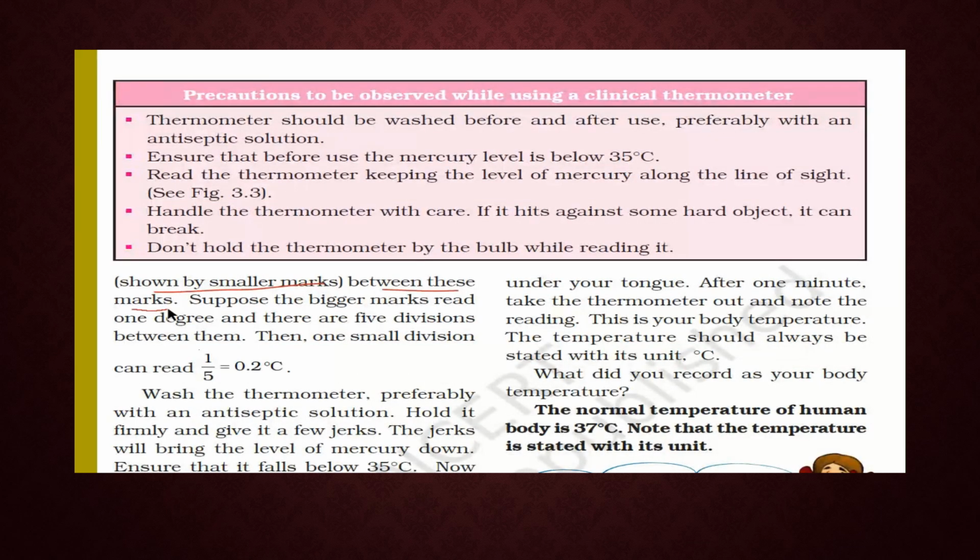Between these marks, suppose the bigger marks read 1 degree. There are 5 divisions in between them. So in between two bigger marks, if there are 5 divisions, then 1 division is equal to 1 by 5, so it will be 0.2 degrees centigrade. And if between 2 marks there are 10 divisions, then it will be 1 by 10. So then 1 division is equal to 0.1 degrees centigrade. Like that we are going to measure.